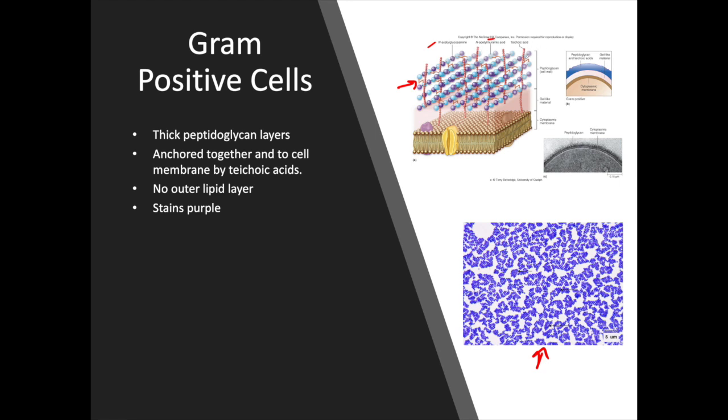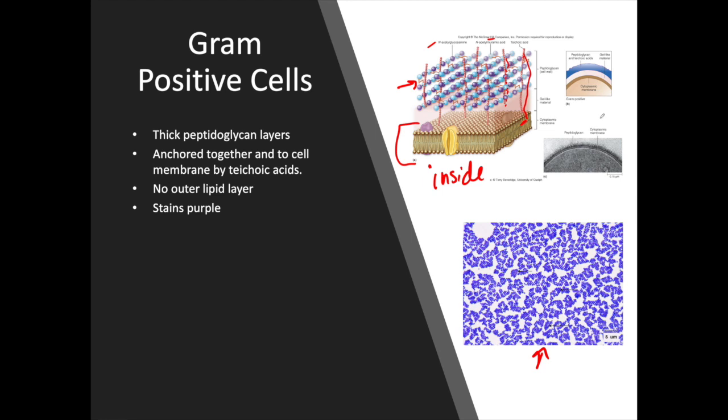Then we have the teichoic acids. Here's your lipoteichoic acid that's spanning the whole membrane into the cell membrane. And then we have the teichoic acids, which are just linking all of the layers of peptidoglycan together. Then we have our cell membrane down here. This is the inside of the cell. So there's no outer lipid layer on the outside of the cell out here in gram-positive organisms. So gram-positive organisms have teichoic acids and thick cell walls, whereas gram-negative cells do not.